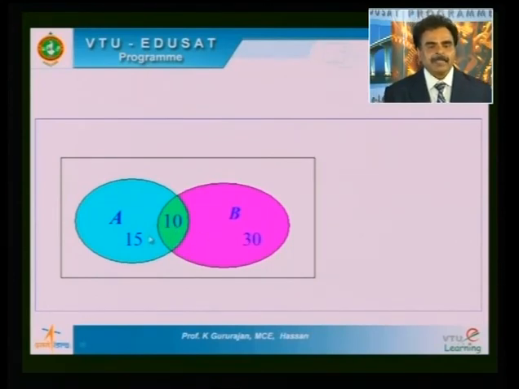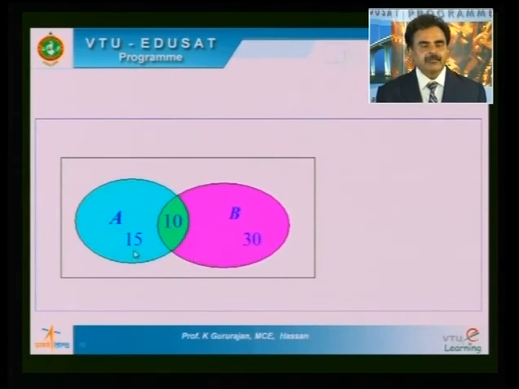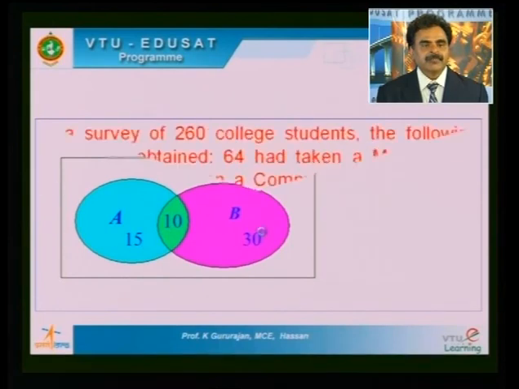Now from this Venn diagram, it is clear that only 15 programmers can handle system programming jobs. Please remember, 15 exclusively A. So only 15 programmers are capable of handling system programming jobs, and only 30 programmers can handle application oriented programming jobs. Understood? All of you.